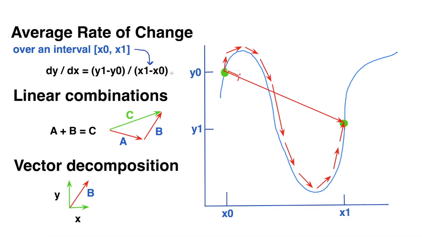A couple of ways to illustrate this are via linear combinations, which we already saw. Another way that you could approach it is via vector decomposition, and you can see the same thing.